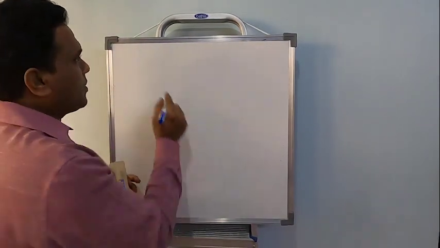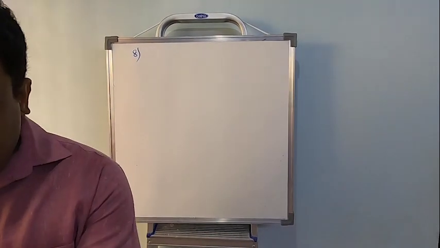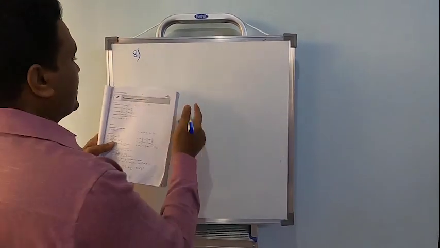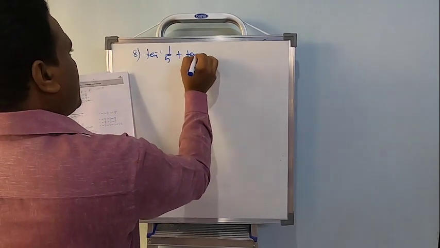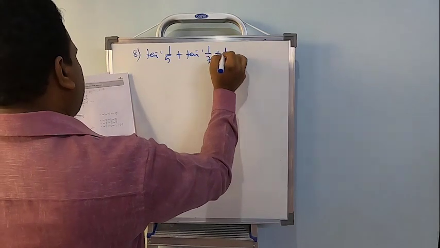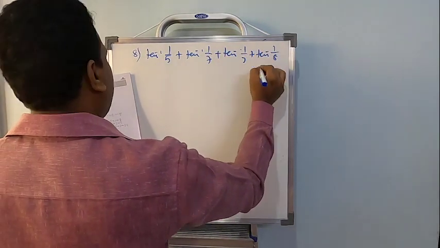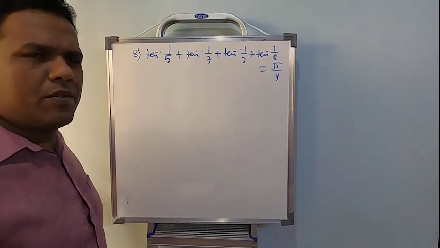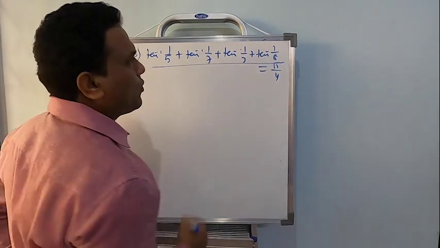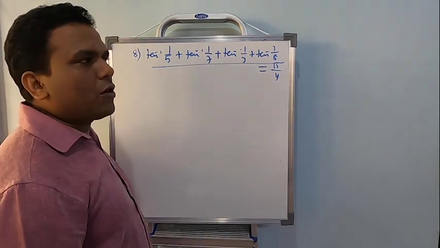Now the next one is problem number 8. Problem number 8 is given by tan inverse 1 by 5 plus tan inverse 1 by 7 plus tan inverse 1 by 3 plus tan inverse 1 by 8. Finally prove that the value will be equal to pi by 4. Simple task. You can notice there are 4. We have not done a problem based on 4 terms from tan inverse. 3 we have done, not 4.